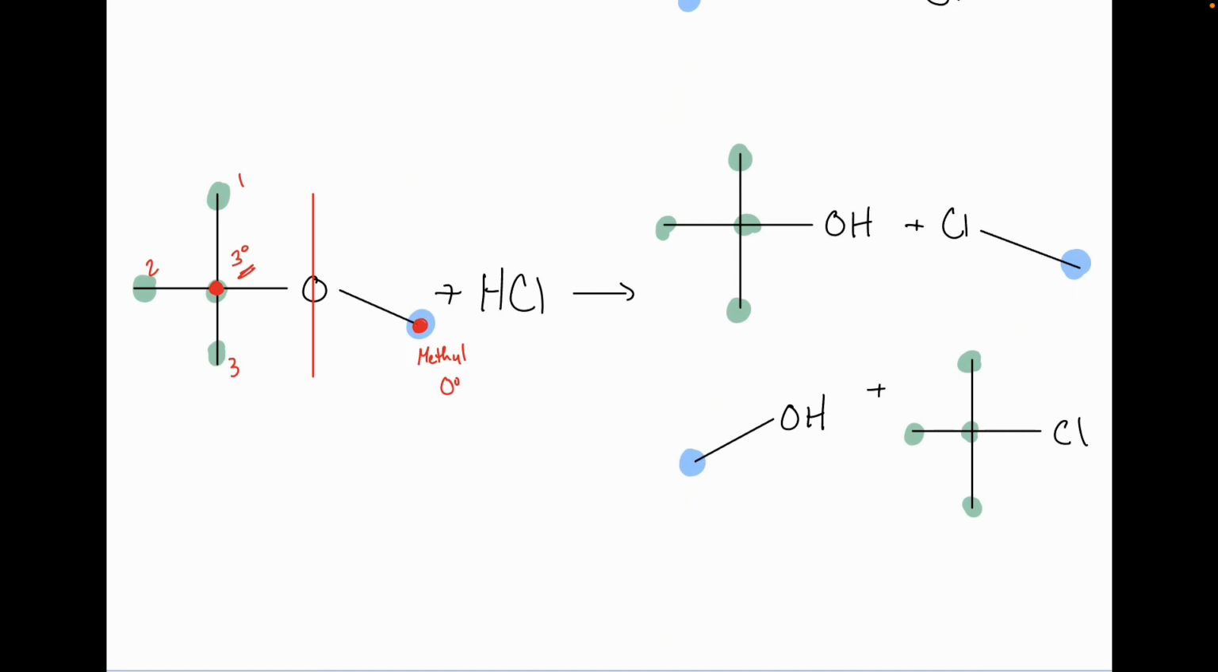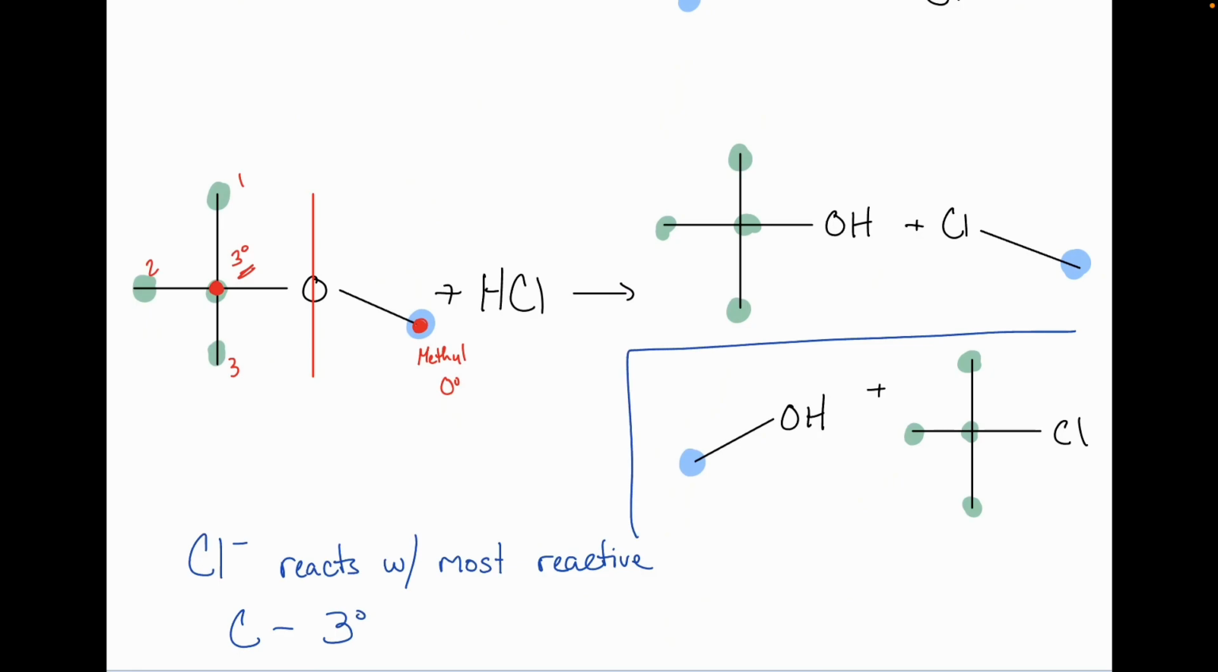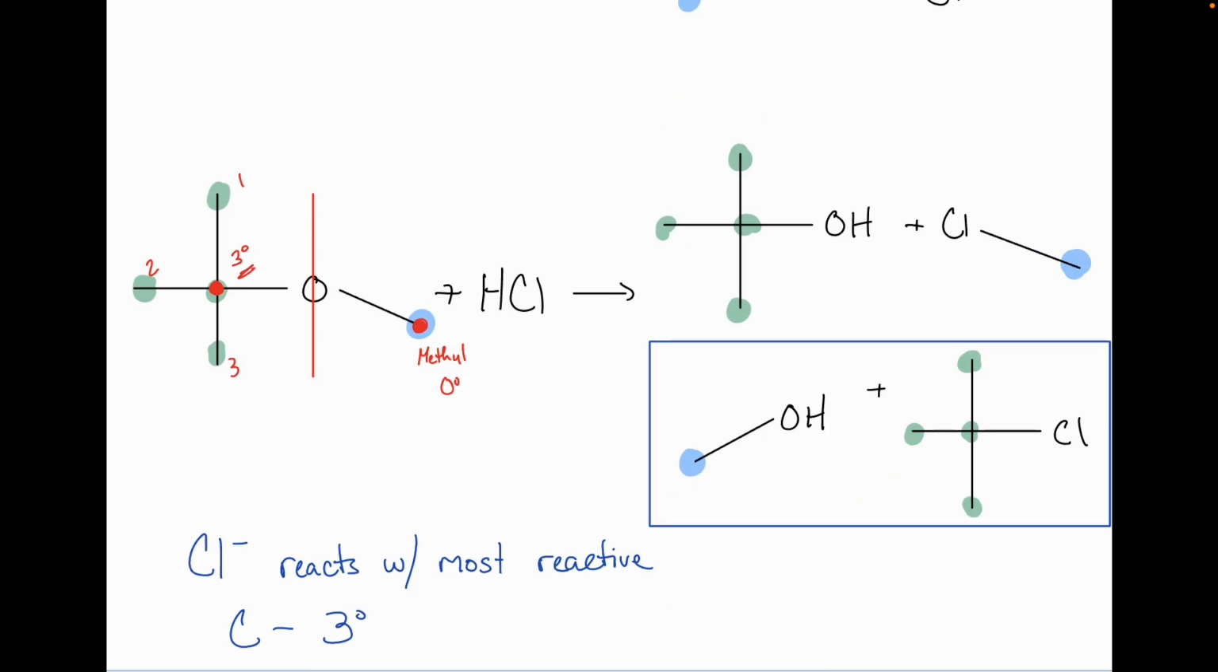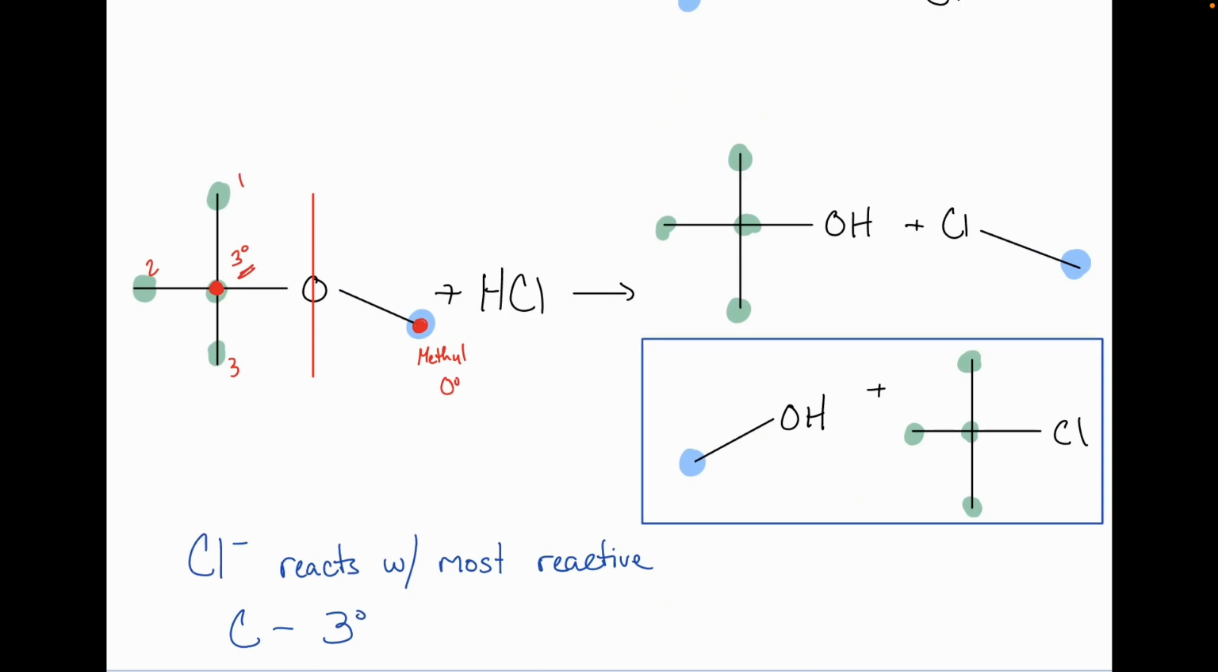So again, what we're going to see is that our chloride reacts with the most reactive carbon, which in this case is that tertiary carbon. So if the chloride reacts with our tertiary carbon, these will be our products here.